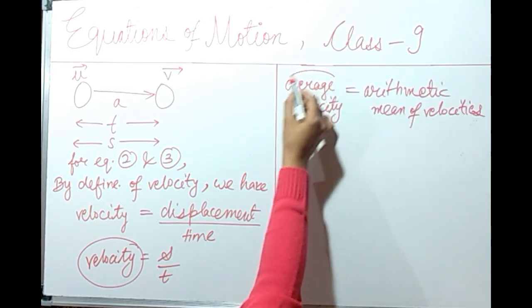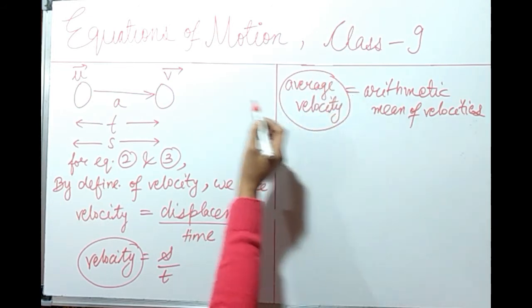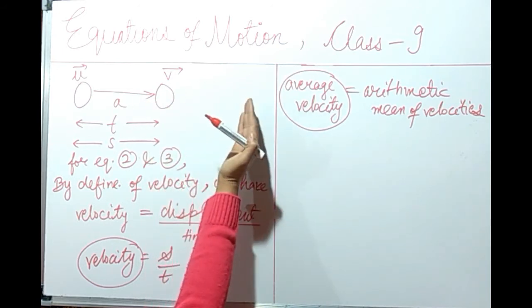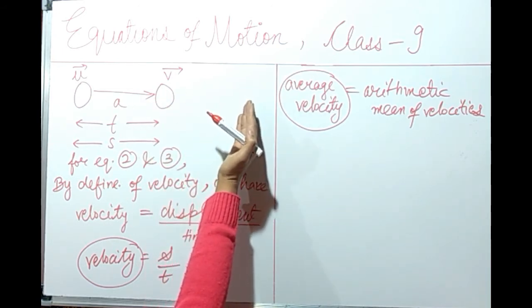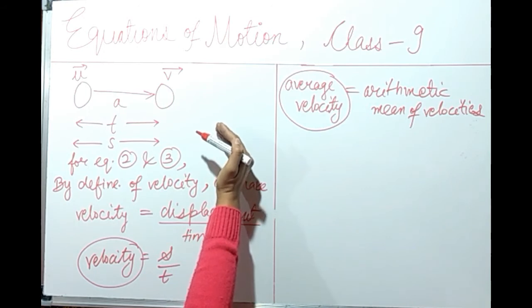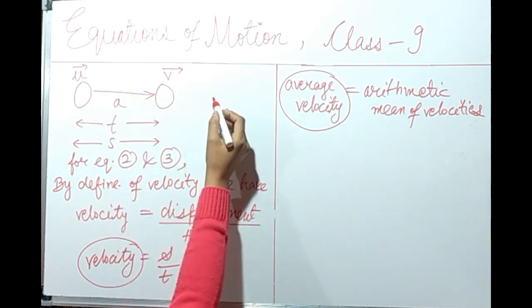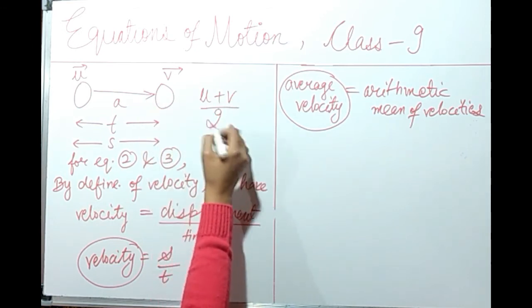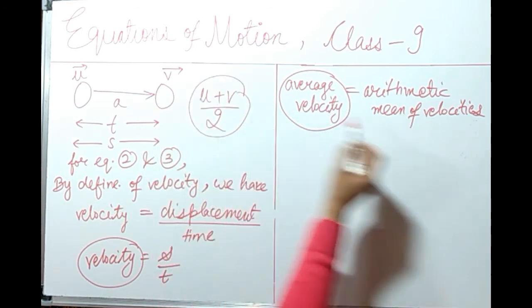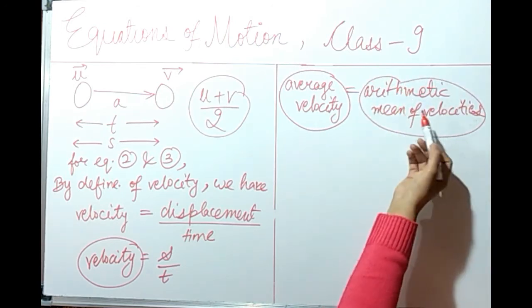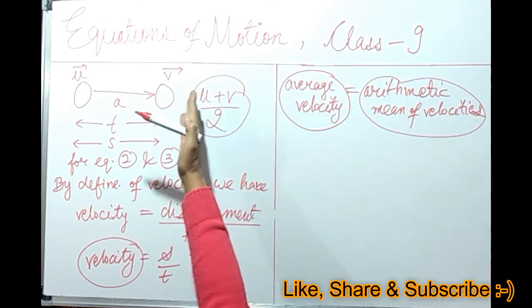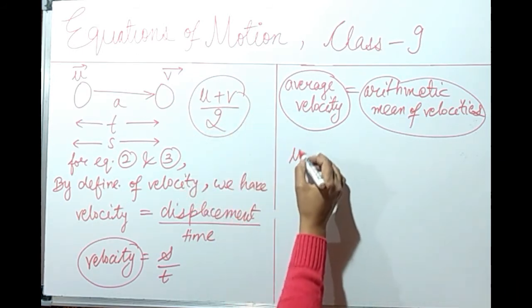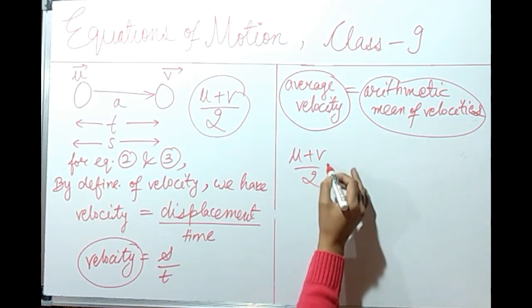How do we calculate average velocity? We add all the velocities, as many number of velocities as there are, and divide by the number of velocities. Here we have 2 velocities, that is u and v. So we will take the average of these two, (u plus v) upon 2. That is also the arithmetic mean of velocities. How do we calculate arithmetic mean? We simply add the quantities and divide it by the number of quantities. So average velocity here is (u plus v) by 2.